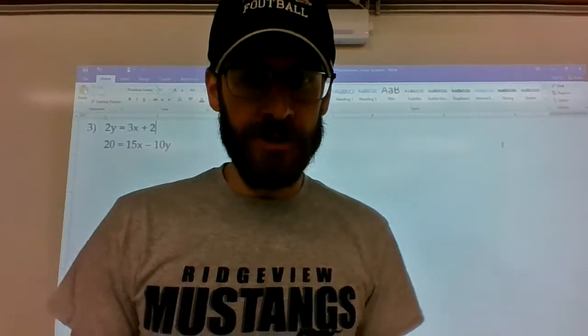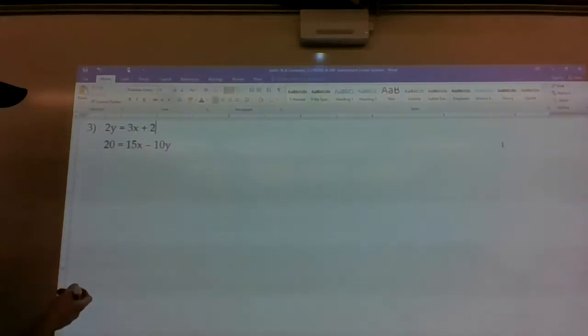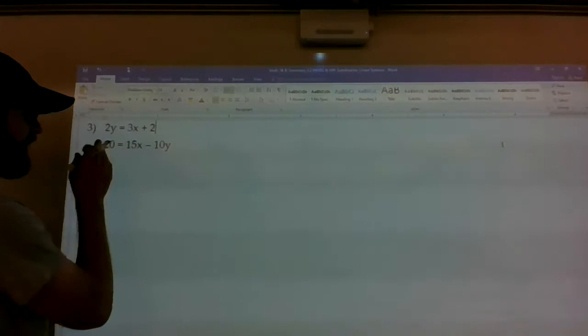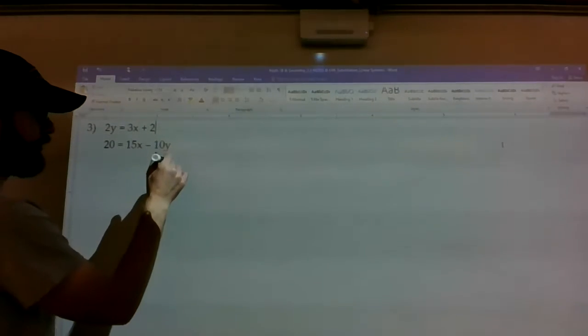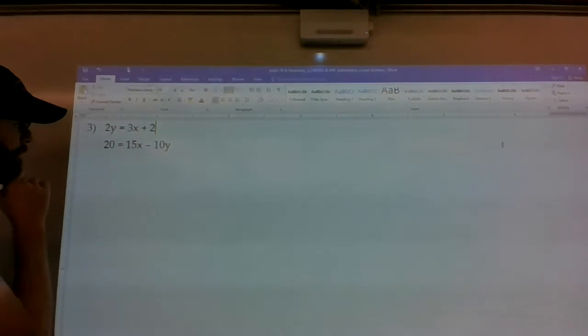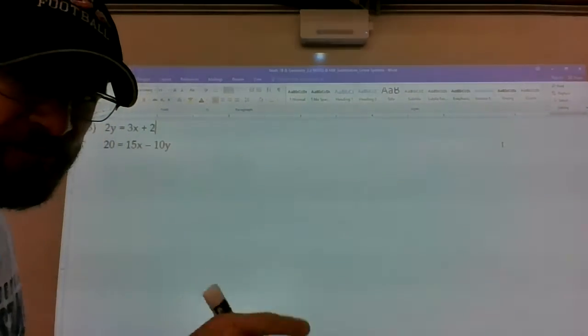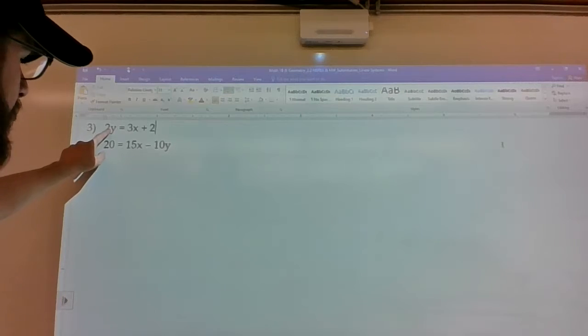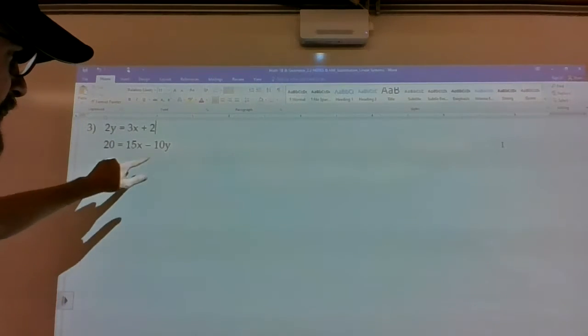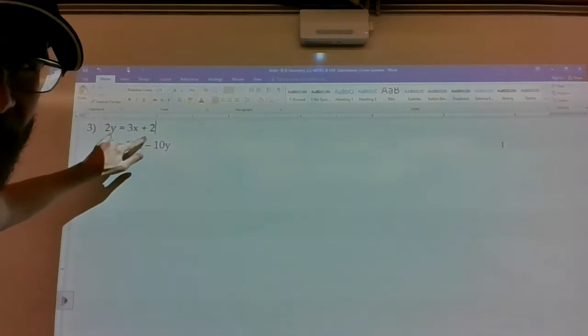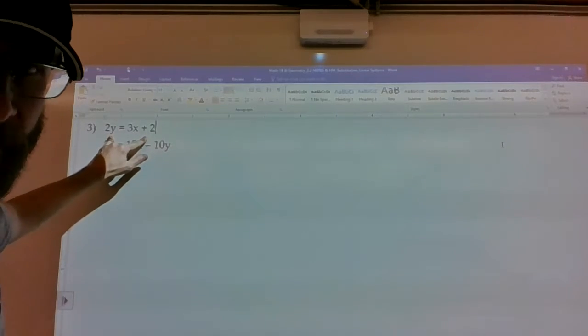All right, back with part 2. So we've got our new system. It's example number 3 on your note sheet. I'm not sure exactly which one I want to get variables by themselves. I have y with a 2 in front of it, x with a 3 in front of it. The bottom equation has bigger numbers. I think I'm going to stick with the first one for step 1.